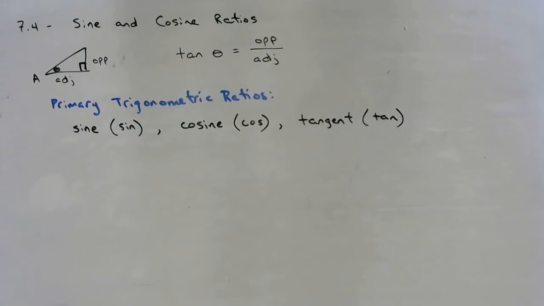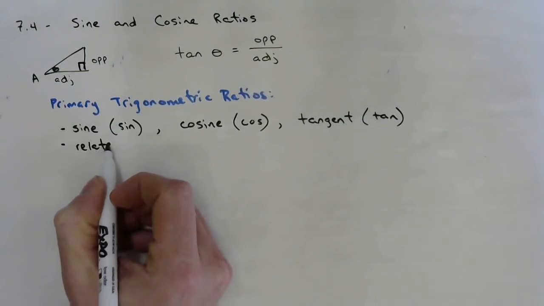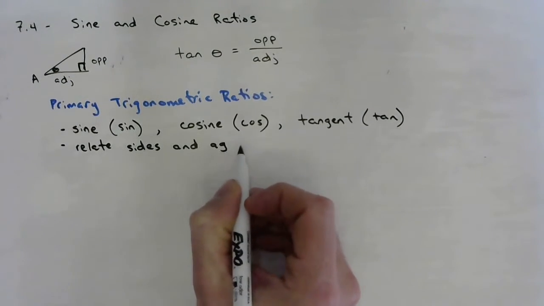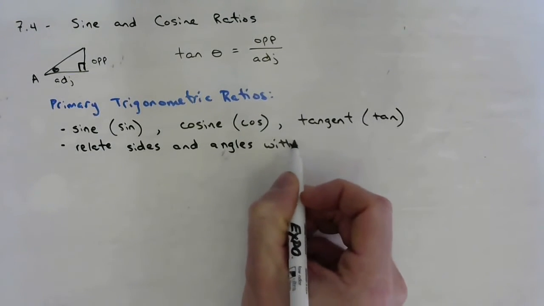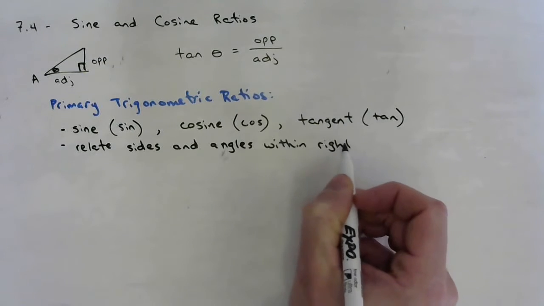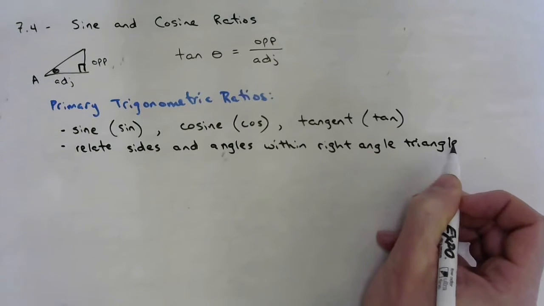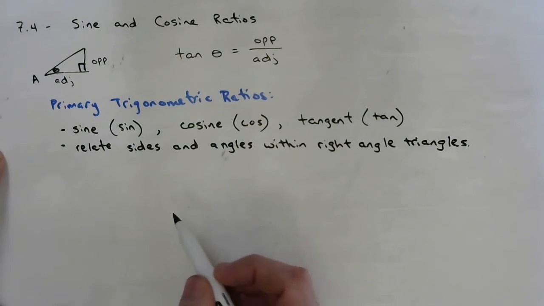And what do they do? Well, they relate sides and angles within right angle triangles. So this is a really key tool in your toolbox when you're dealing with right angle triangles, okay? So what are these ratios?